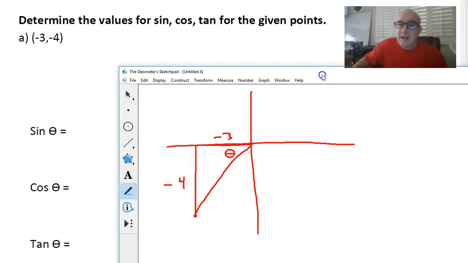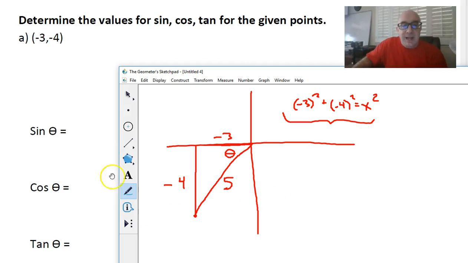Now, the sine value would be the opposite over the hypotenuse. So I need to know the hypotenuse. So we better do some math here real quick. But you know the Pythagorean triples. Minus 3 squared plus minus 4 squared equals x squared. We're going to find that this comes out to be a 5 when we do the Pythagorean work.